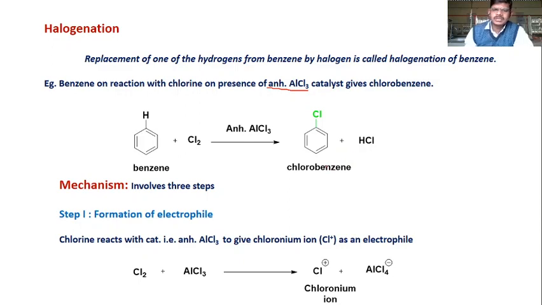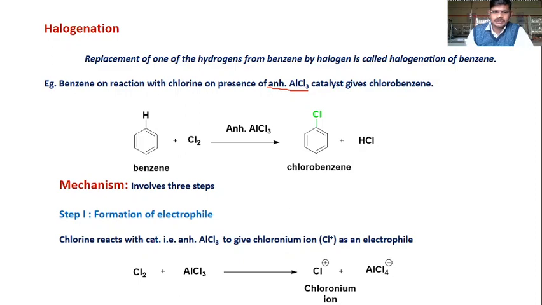Now, what is the mechanism of this reaction? This halogenation reaction of benzene involves three steps. Step 1 is the formation of the electrophile. As in the nitration reaction, we have seen the first step in the mechanism of nitration of benzene is the formation of the electrophile. The nitronium ion was formed there; here the chloronium ion is going to get formed.